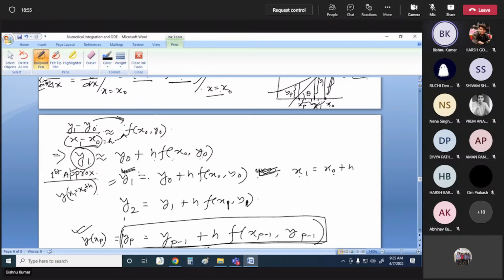Now in this process I can calculate the value of y at x equals xp, meaning yp will be yp minus 1 plus h f of xp minus 1, yp minus 1. That is the recurrence relation. In that way you have to calculate for any problem.